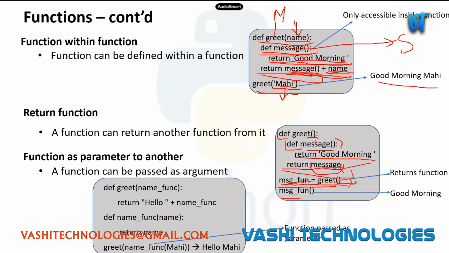So if I'm making a function call on this, msg fun of this function call, this is actually message. I'm calling this message function here. Since the message function is returned by my greet and was assigned to msg underscore fun, now this msg underscore fun will become my message function and I am calling it. So after making this call, I'll be getting this result of good morning.